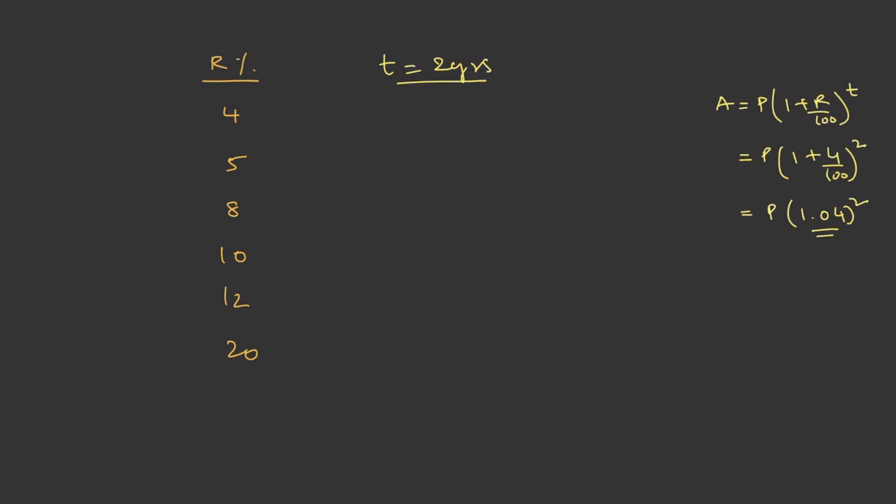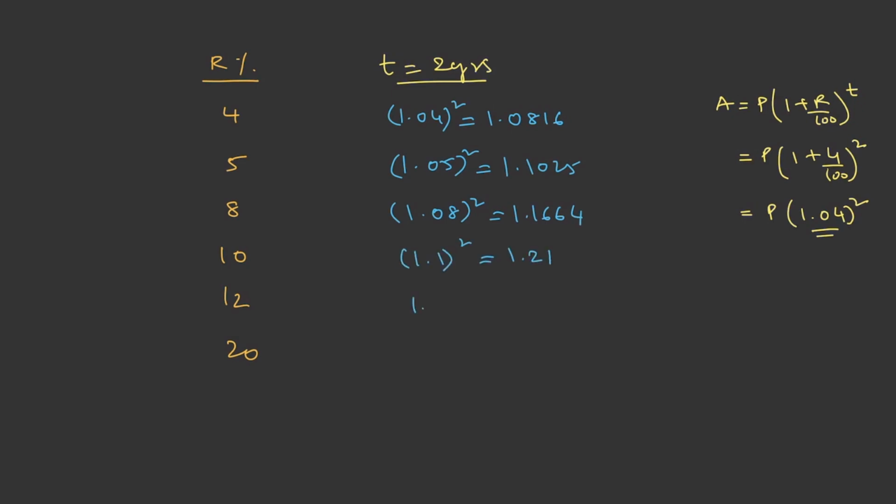Now at this point, if you can memorize this value, it's more easy to calculate. So let me write down the decimal to the power of 2 expansions. For 4% we will have 1.04 square, which is 1.0816, and when it is 5% it is 1.05 square, this is 1.1025. For 8 it is 1.1664. 10 means 1.1 square, this is 121, so 1.21, and then 12%, 1.12 square is 1.2544, and 1.2 whole square is 144, so 1.44. Try to memorize this so that the calculations will be much faster.